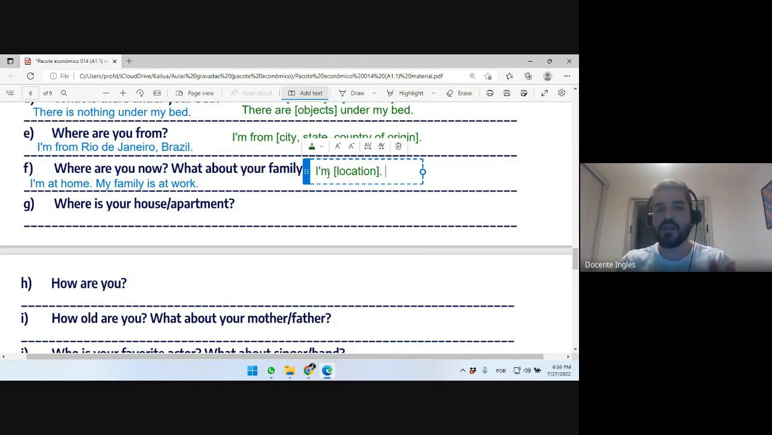So depending on the location, the preposition is at. Depending on the location, the preposition is on. Depending on the location, the preposition is in. For example, I'm at home, at work, at school, at the supermarket, on the street, on the avenue, in the hospital, if you are a patient, in Rio, in São Paulo, in Tijuca, in Vila Mariana.